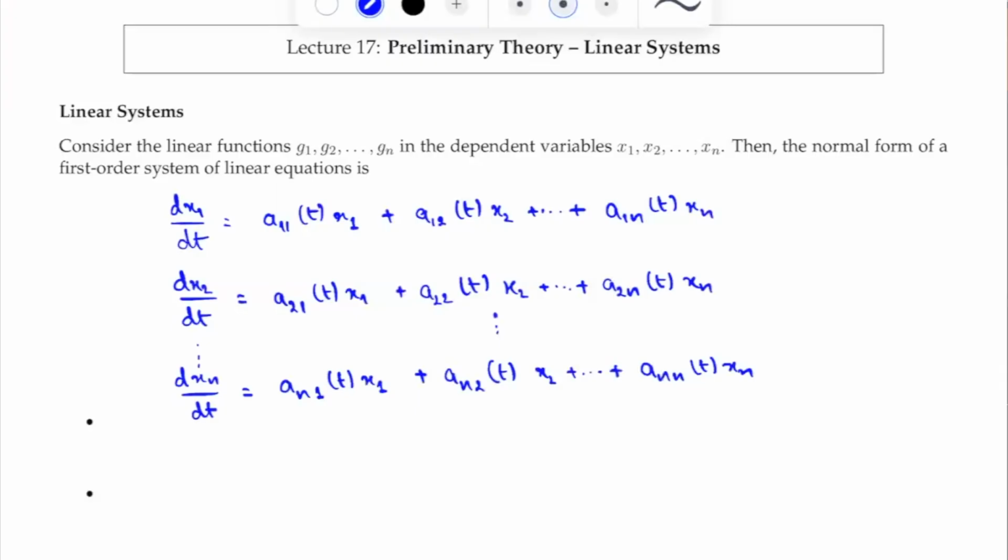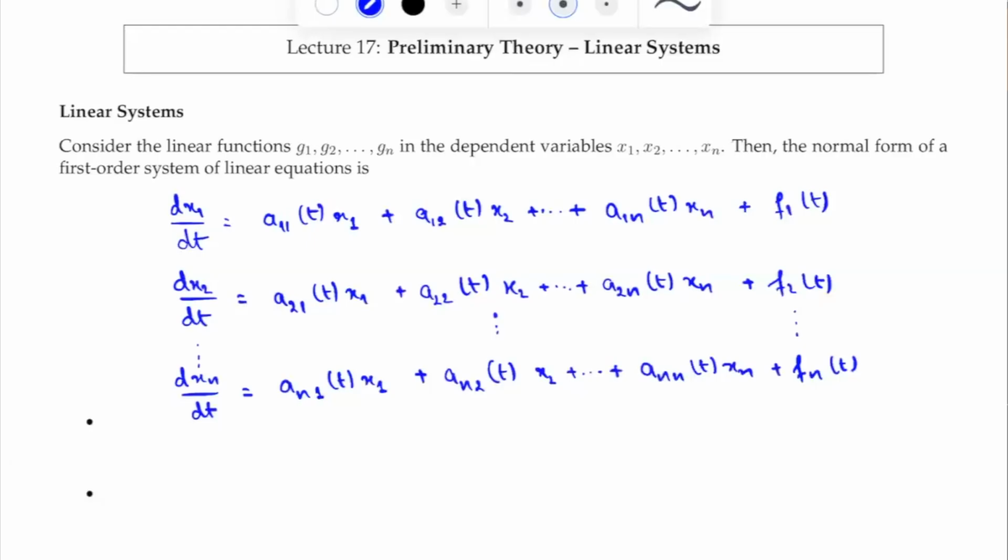Now with this system, I'm going to call this the homogeneous system, to distinguish it from the non-homogeneous system, when you introduce an extra force term or external force into the system. That means for each differential equation, if you introduce some external force, let's say F1(t), F2(t), up to Fn(t), then this system is called the non-homogeneous system. We're going to revisit the homogeneous and non-homogeneous systems later on in the lecture.